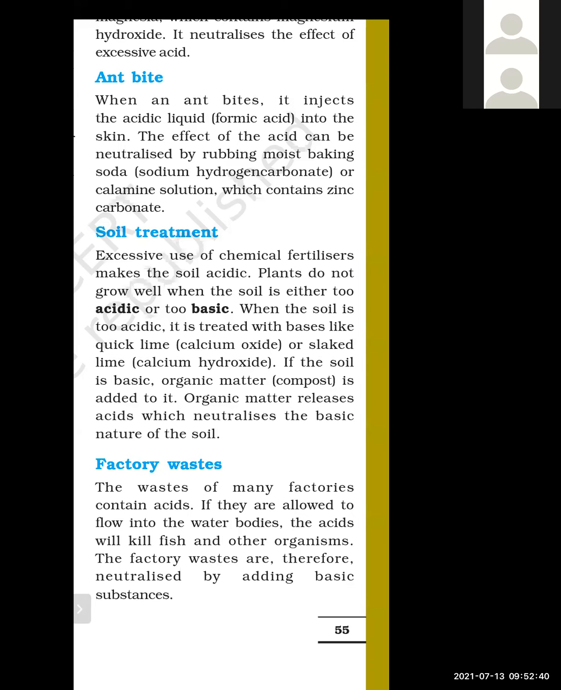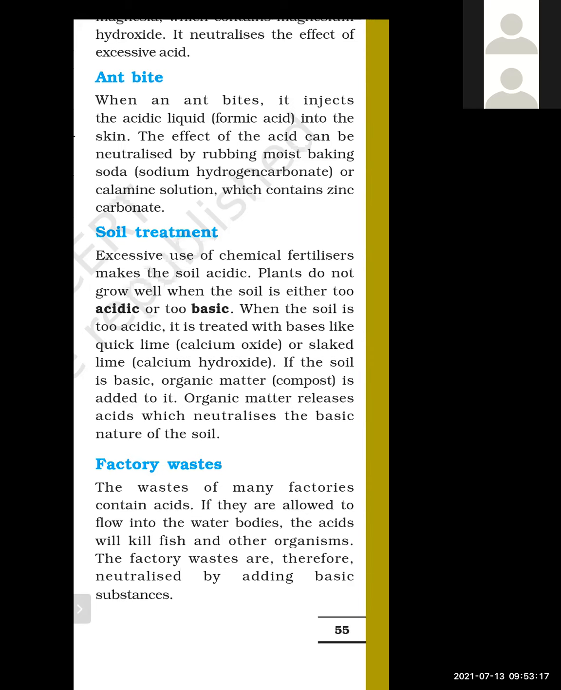If the soil becomes acidic, we will add some basic substance to neutralize that effect. If the soil becomes basic in nature, we will add some acidic substance to neutralize that effect. So it is a very simple technique which we will apply. First, we check the nature of the soil. If the soil is acidic in nature, we will add some basic substance to neutralize this. If the soil is basic in nature, we will add some acidic substance to neutralize the effect of that base.